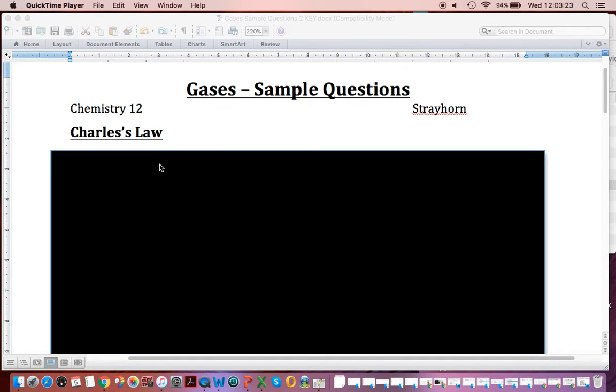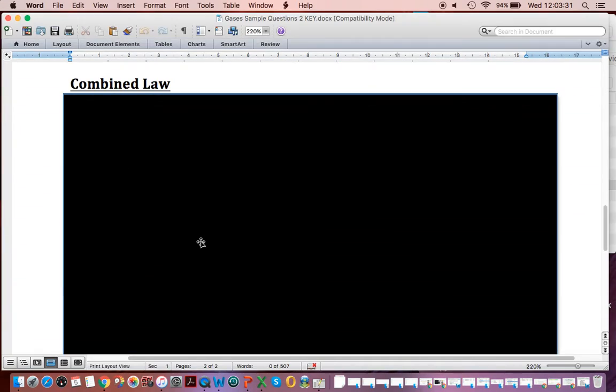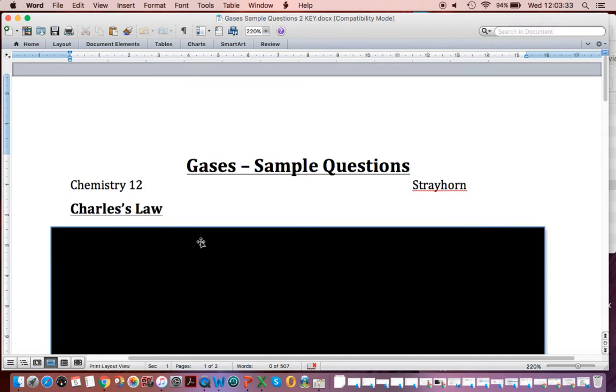Good day. We are carrying on with the gases sample questions. We did Charles' law and Boyle's law in the previous examples. So now we're going to move to the combined law. It's the same basic idea.